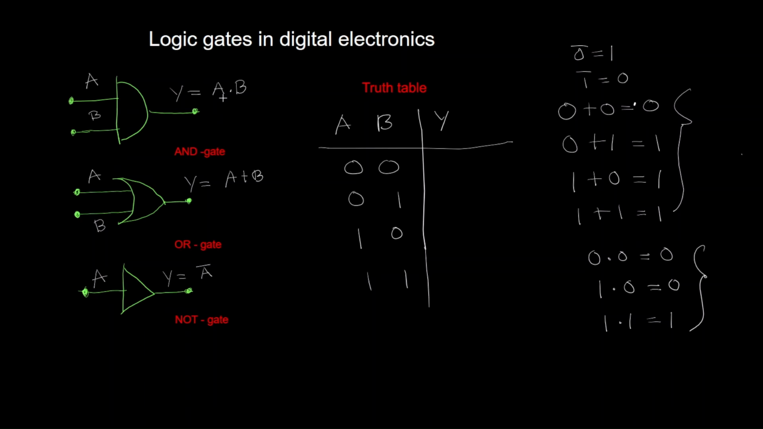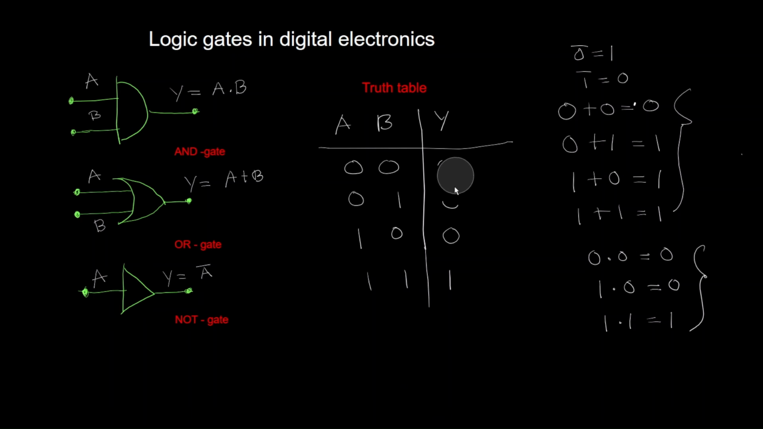For the AND gate, based on this logic, for 0 0 we will get 0, for 0 1 we will get 0 again, for 1 0 also 0, and only for 1 1 we will get 1. So this table is constructed based on this logic. You must remember this logic.